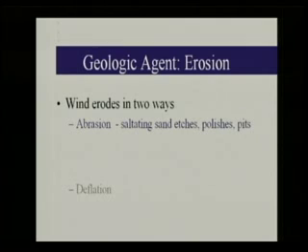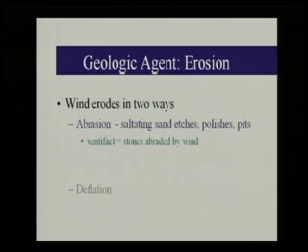Let's start first with erosion. Wind can erode in two ways. It can erode through abrasion and deflation. By abrasion, we're looking at saltation, or the process in which a sand grain is lifted up into the air column and then will fall back down as the energy decreases in the air. This usually happens to about 1 meter. So saltating sand will etch, pit, and polish rock surfaces and any other surface in its way.